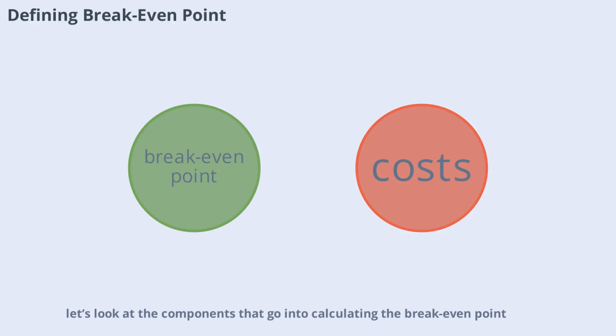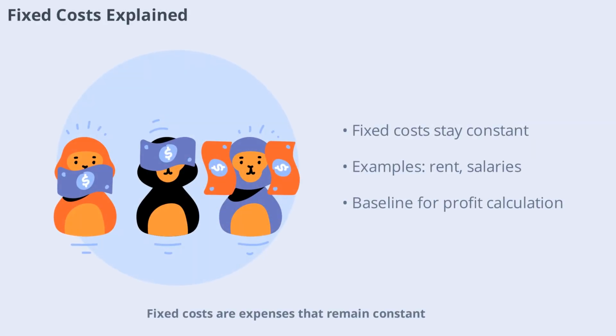Next, let's look at the components that go into calculating the break-even point. Fixed costs are expenses that remain constant regardless of how much you produce or sell. Think of things like rent, salaries, or insurance. These costs don't change even if your sales go up or down. Fixed costs are a key part of break-even analysis because they set the baseline you need to cover before you can start thinking about profits. In the next scene, we'll talk about variable costs and how they differ from fixed costs.